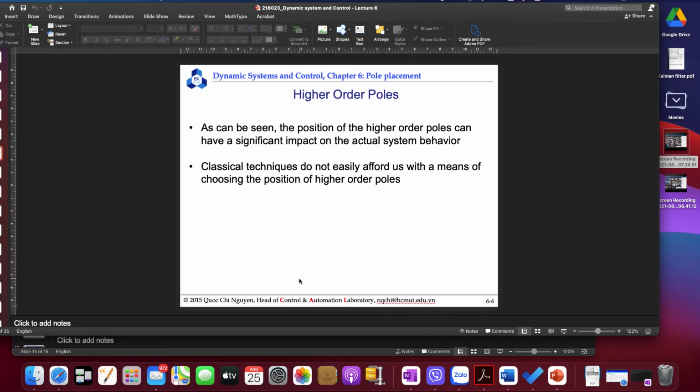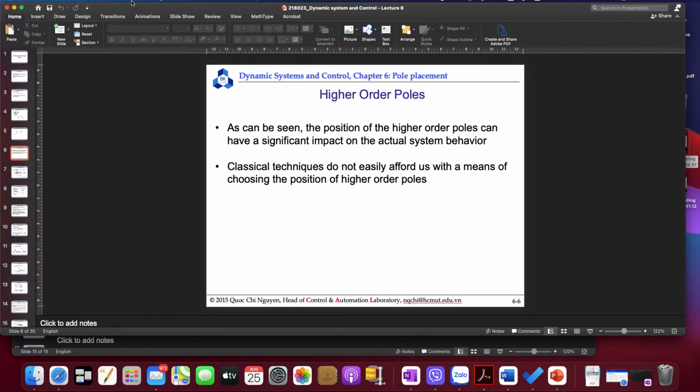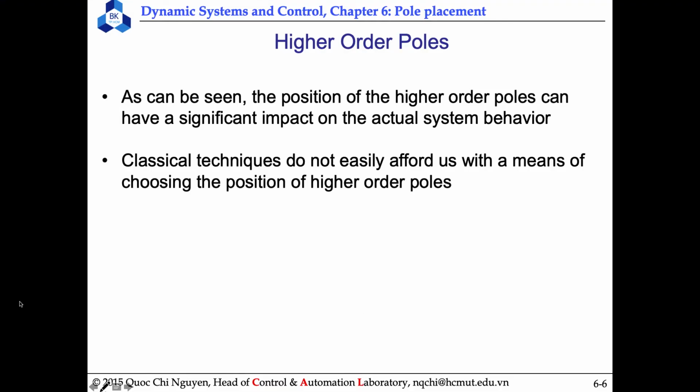So we continue our lecture. Yesterday we already started on the disadvantage of the classical control, right? I will just summarize what we have done in the last lecture.